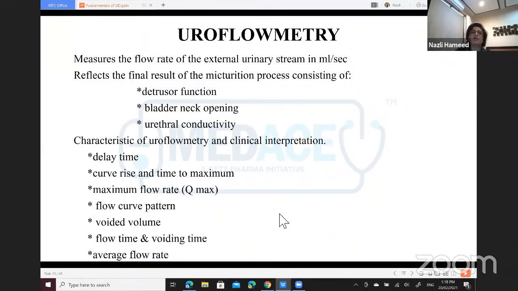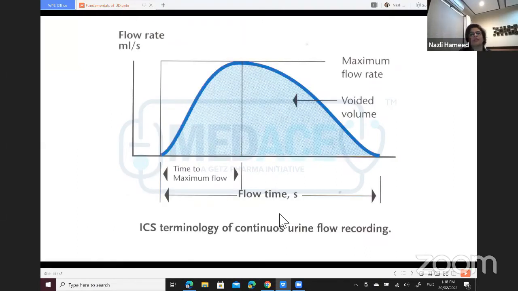Uroflowmetry will give us an idea of the final result of the entire micturition process, which, of course, comprises detrusor function, opening of the bladder neck, and then urethral conductivity. And we look at different parameters in that, which include the flow rate in ml per second, the flow time, and the time to maximum flow. The time to maximum flow is reached in the initial one third, and then as the volume decreases, the flow rate starts declining. The area under the curve gives us the voided volume, and the bell-shaped pattern of the curve indicates a smooth detrusor contraction, which is creating this uroflow.